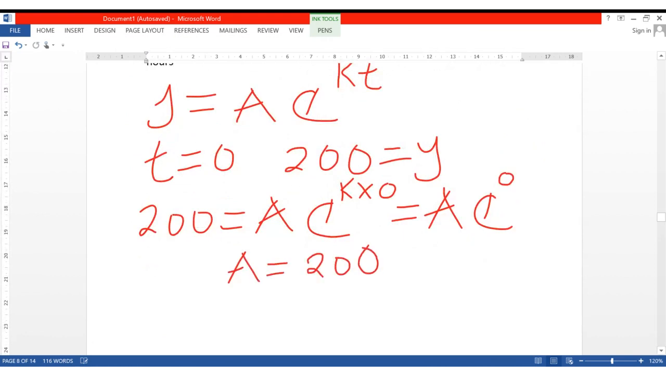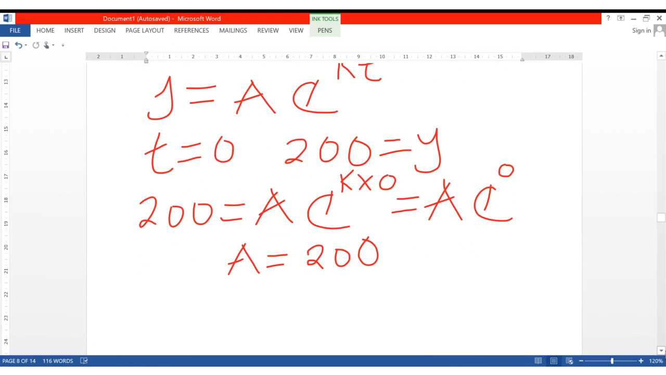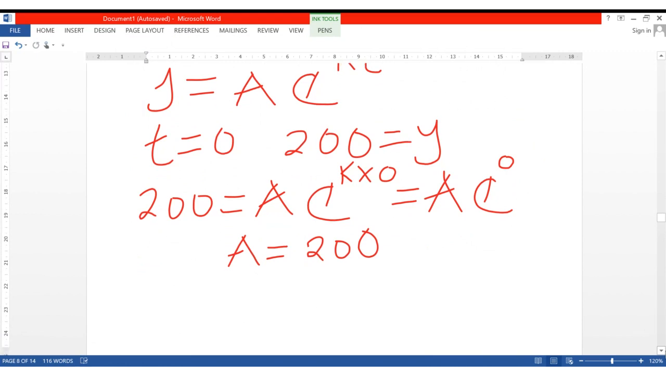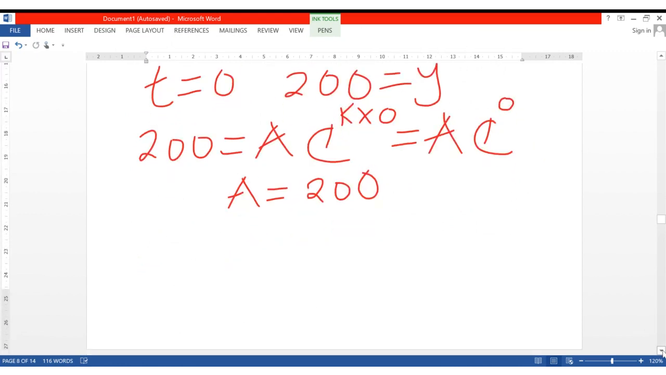You can see, when you have t equals 0, you'll be able to eliminate the k, because when you multiply k times 0, you'll get 0. Any number raised to power 0 is 1, so a will be given. So I'll go back to my equation and replace back the value of a. So I'll have this one now: 200 exponential kt.